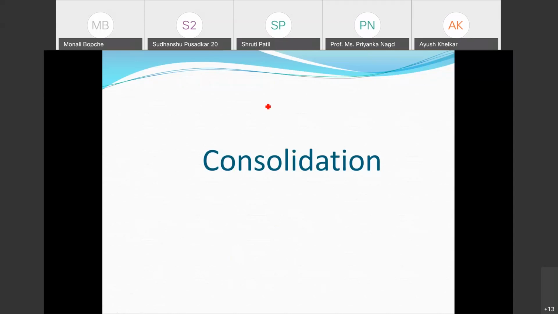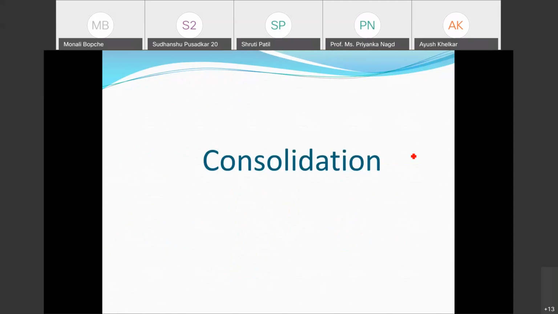So the next topic which will start is consolidation. Now we have seen compaction, and while studying compaction, I told you that compaction is achieved when I remove the voids. I remove voids in terms of only air.